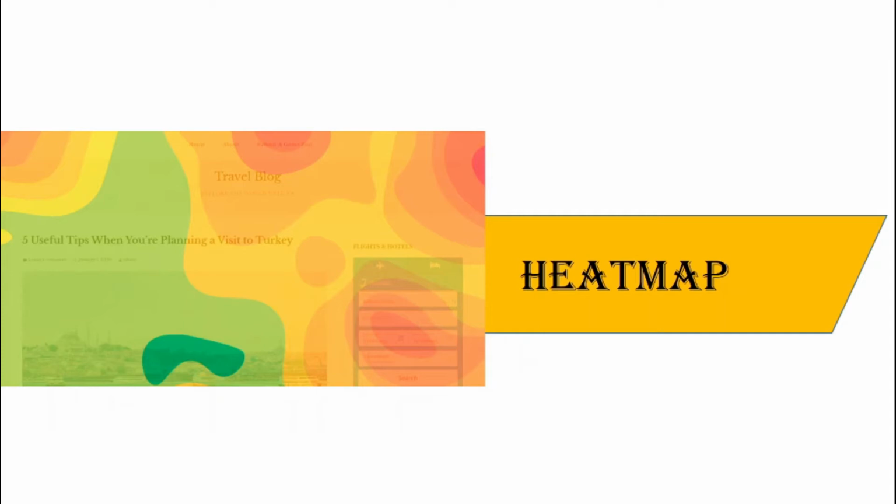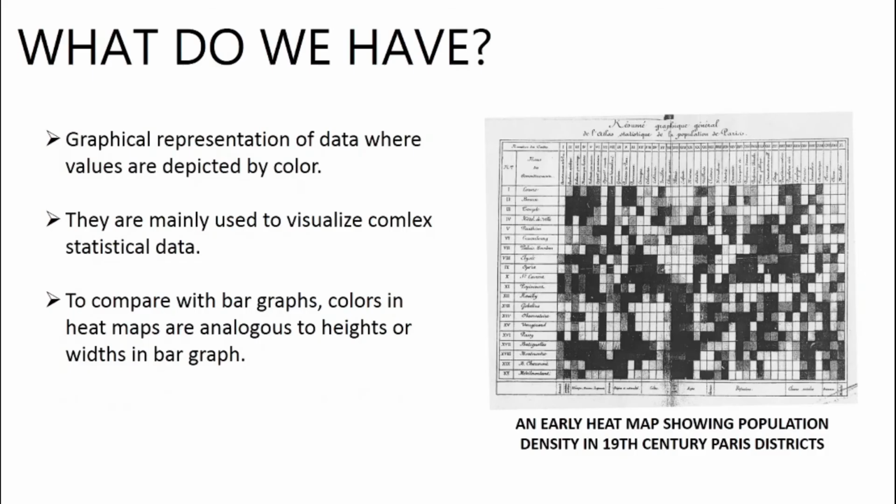So today we'll be looking at the heat map. So what do we have today? What we have is a graphical representation of data where values are depicted by color, and they're mainly used to visualize complex statistical data. So what we just talked about is known by the name of a heat map. To compare with bar graphs, heat maps have colors whereas bar graphs have heights or widths. So basically colors in heat maps are analogous to heights or widths in a bar graph.